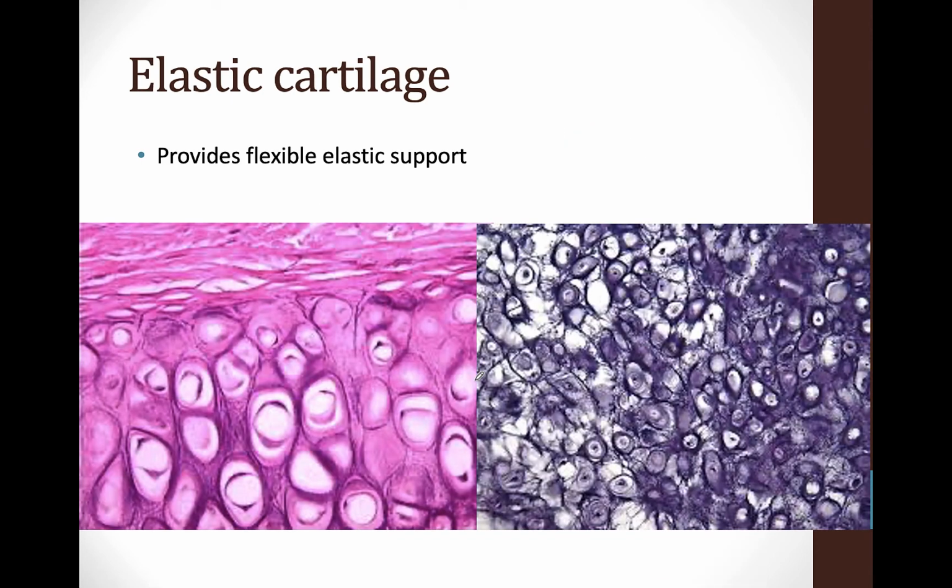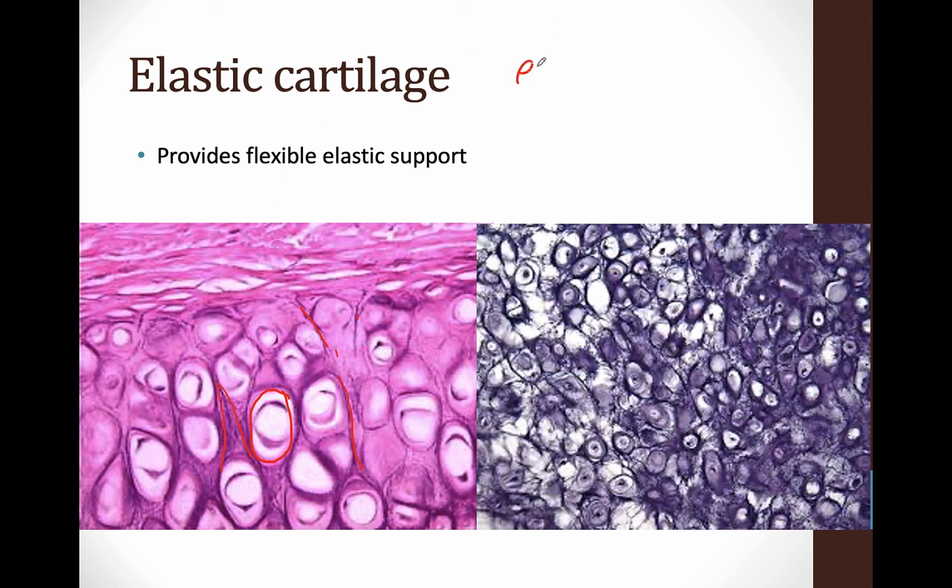The second type of cartilage is called elastic cartilage, and this is going to provide elastic support. So this is the type of cartilage that's found in your external ear and the epiglottis that tells food to go down your esophagus instead of into your trachea. And we've got these big chondrocytes, and they have this kind of glassy matrix. But you can see some dark lines in here too. And these are the elastic fibers.